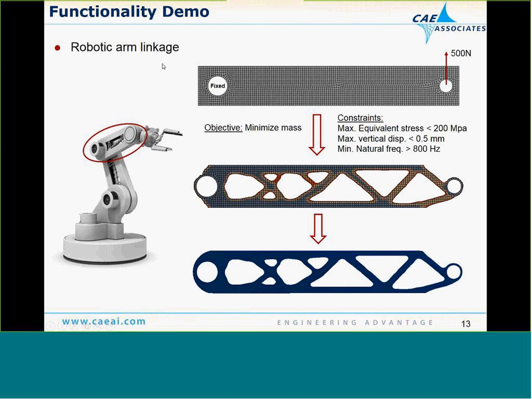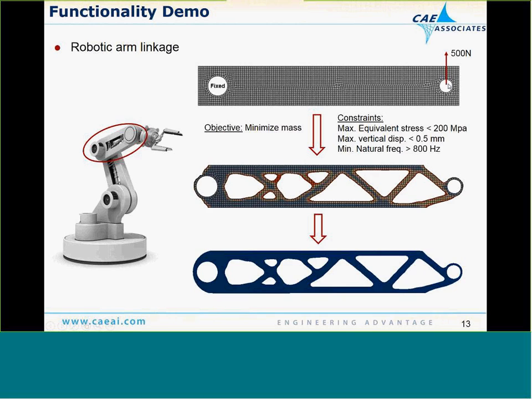Okay, so let's go straight into the demo problem here. What we have is we want to design a linkage mechanism. In this case, as an example, I took a linkage as part of a robotic arm, but this would really apply to any linkage mechanism or support structure. The objective is to minimize the mass with the following constraints: maximum equivalent stress of less than 200 megapascals, maximum vertical displacement at the right side.